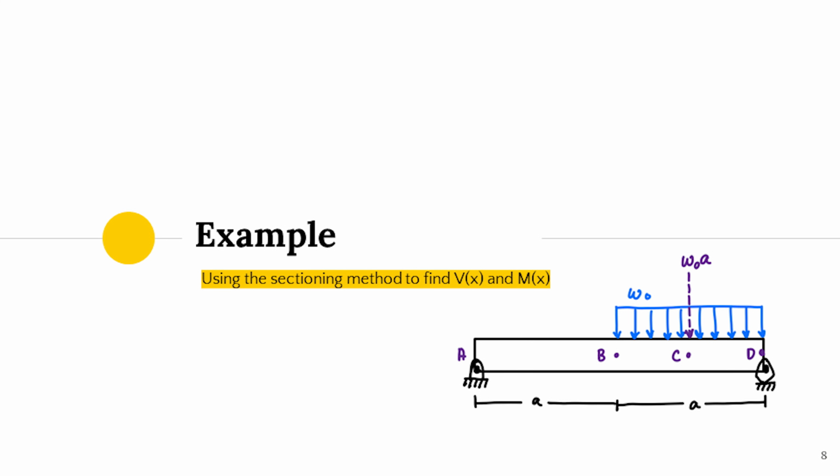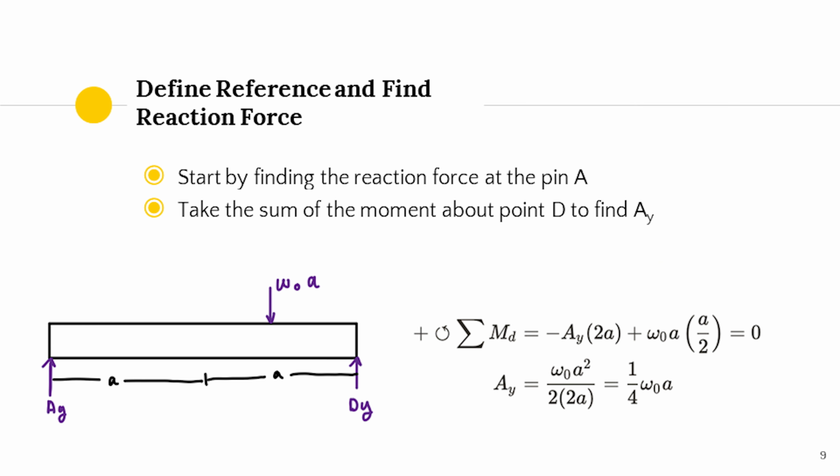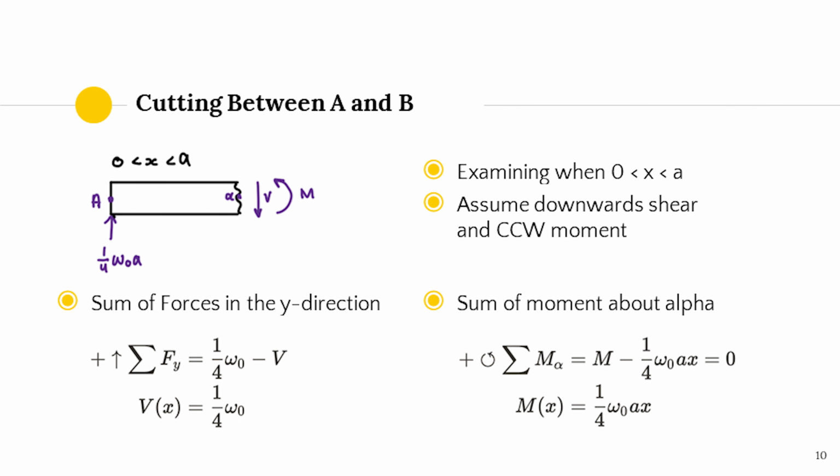Here we are given a beam which is subjected to a distributed load between points B and D. We start by defining the origin at the leftmost point of our beam, point A, and then solve for the reaction force at point A. We do this by taking the moment at D, and we find that the reaction at A is equal to 1/4 omega naught A. Next, we start sectioning.